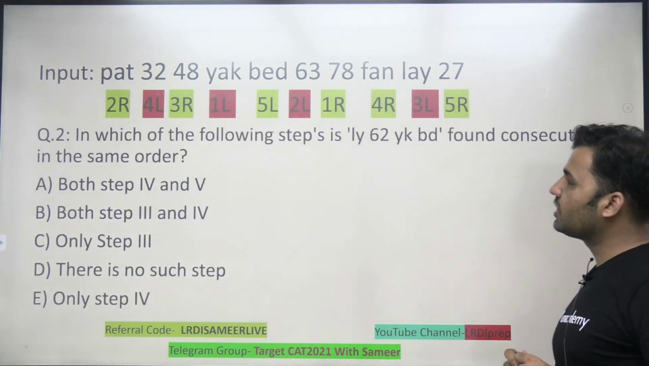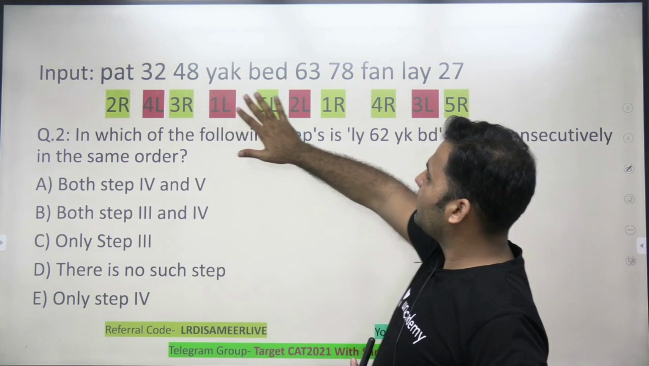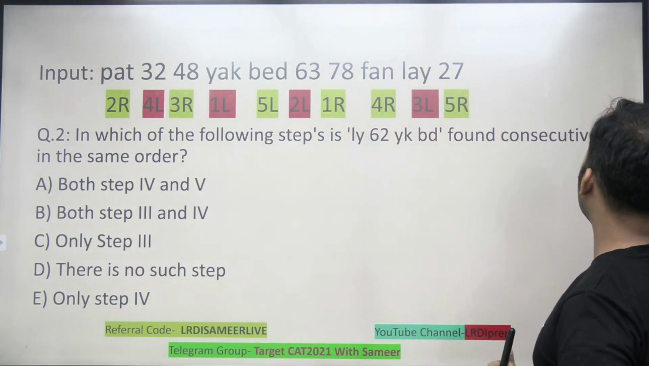Now, if you look at the next question, in which of the following steps have I written the number of elements as it is, using the ranking method.